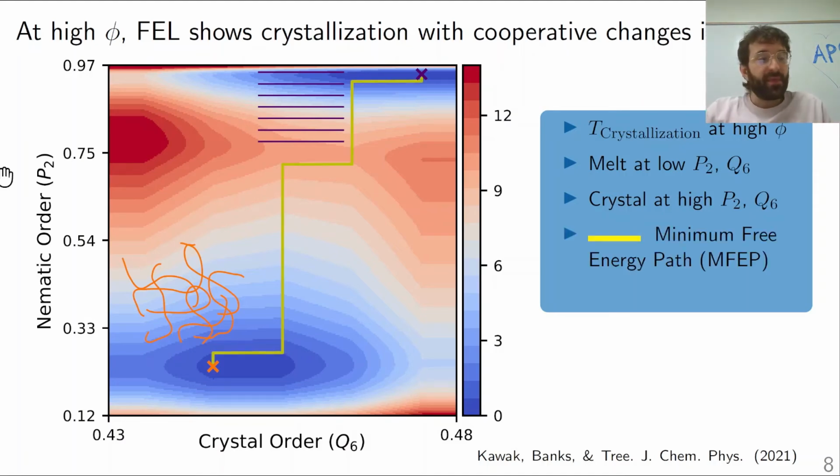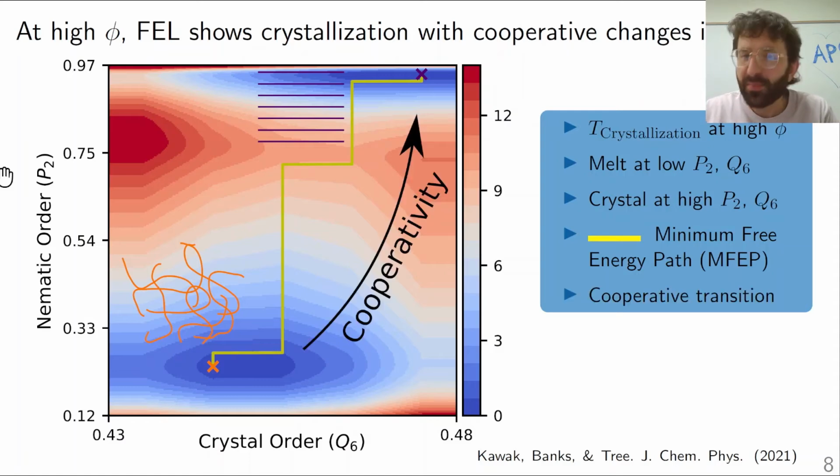Now, we did the same thing. We built the minimum free energy path, which, as you can see, is the path of least resistance. How can we avoid the most red of regions? And essentially, what we find is that the minimum free energy path is along the saddle point. Now, surprisingly, at the transition temperature, i.e. at equilibrium, the minimum free energy path requires cooperative changes in P2 and Q6.